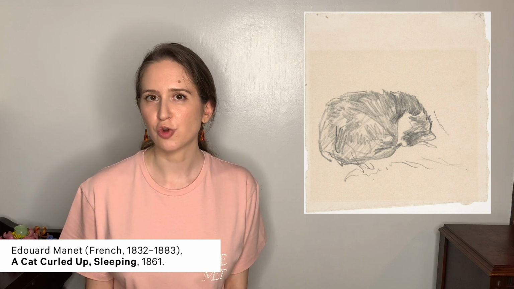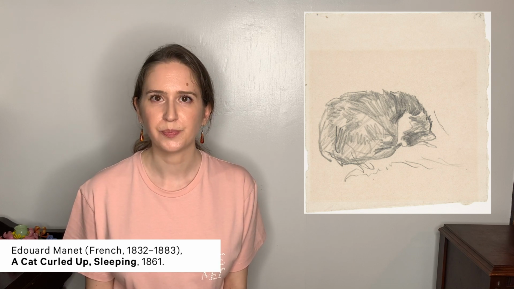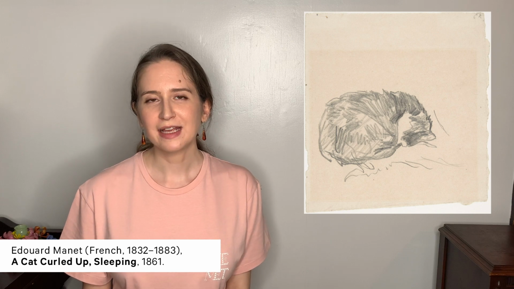Manet created both of these drawings in 1861 using graphite pencil on ivory-colored paper. The edges of the paper appear uneven, as if they were torn from a larger page, and both drawings measure about 4 to 5 inches on every side. This first drawing is entitled "A Cat Curled Up Sleeping," and the cat it depicts takes up about half of the page. The cat's backside is closest to the viewer and appears to be the largest part of its body. The cat is curled up into a ball with its head nestled into its side and one ear visible.